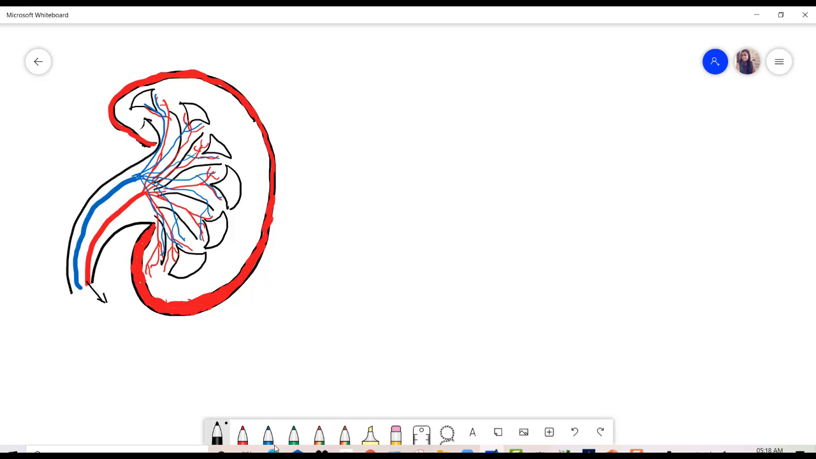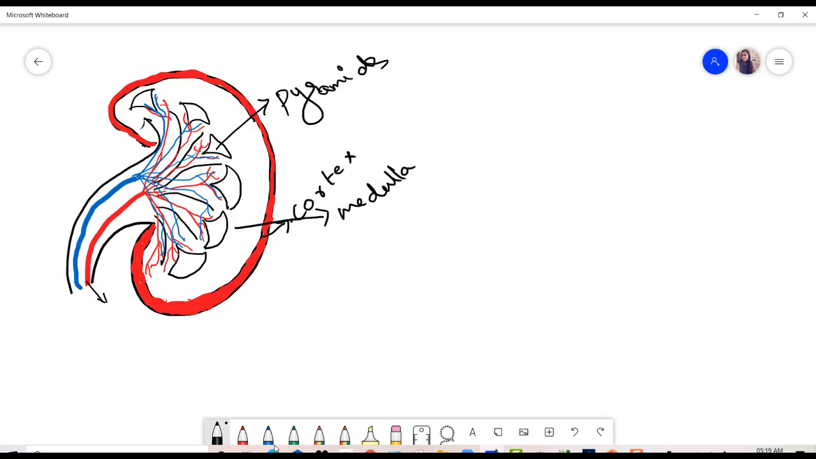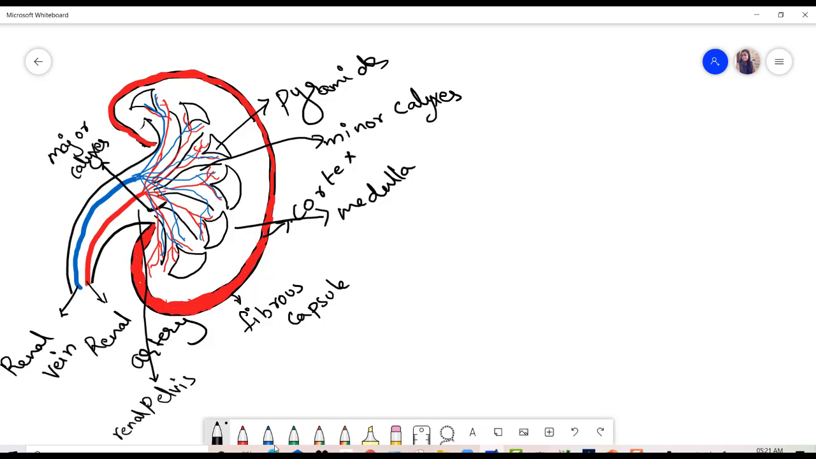If you see this one, this is the cortex. This whole area is called the medulla, and these are called pyramids. This is the renal artery and this is the renal vein. So these are the parts. The outer layer is the cortex, and outside it is called the fibrous capsule. This area is the medulla and these are pyramids.